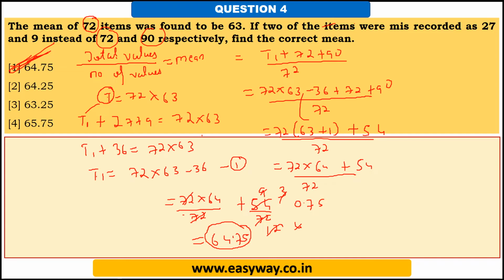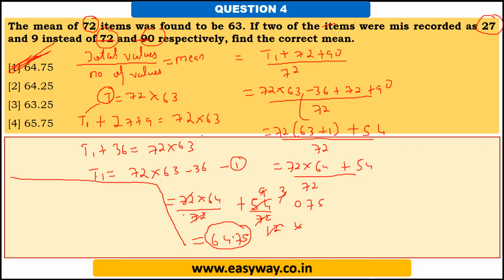Now the other easy way of doing this question is, this way is a little complicated. The other way of doing this question is, now see, here the correct numbers are 72 and 90, and wrong numbers are 27 and 9. If you see that these correct numbers are greater than the wrong numbers, so our mean will always be greater than this mean, because our correct value is greater than the misrecorded value. So our mean will be greater.